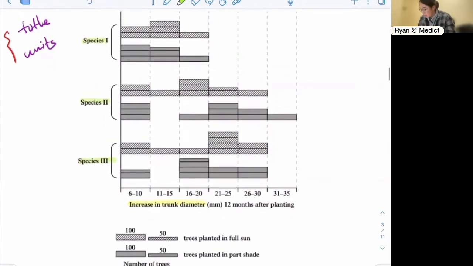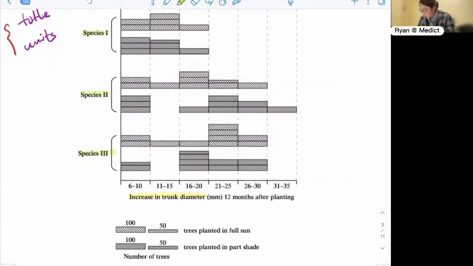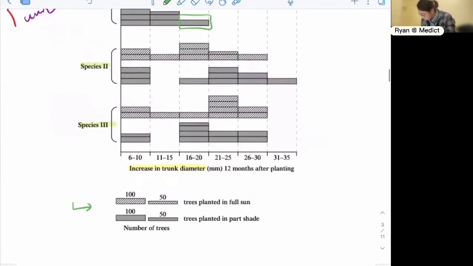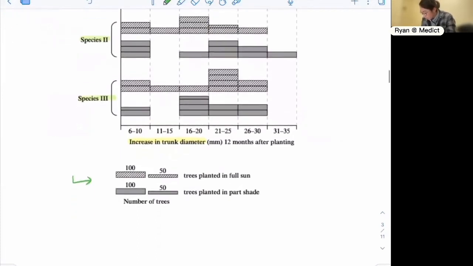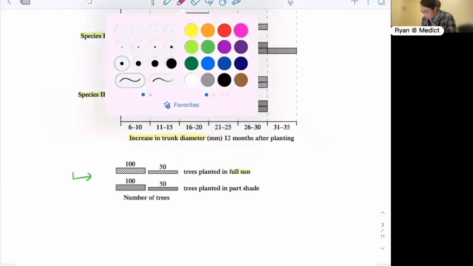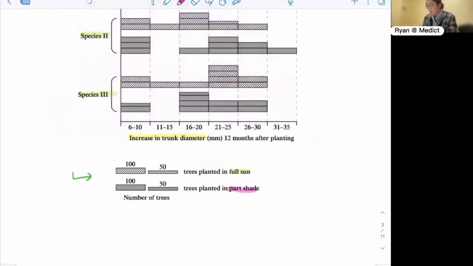And also we see another difference between those 3 species is the use of different, I guess, rectangles, right? You can see some are solid color, some are stripes. So by referring to the legend over here, we can see that the stripes are trees planted in full sun, and the shades are trees planted in part shade. All right. So what does this tell us?